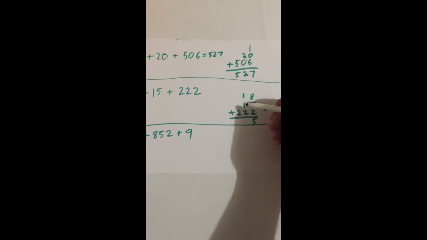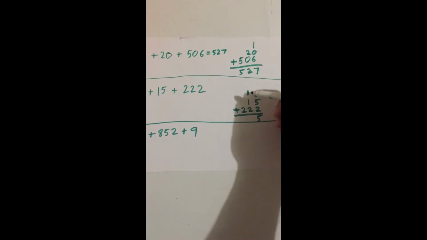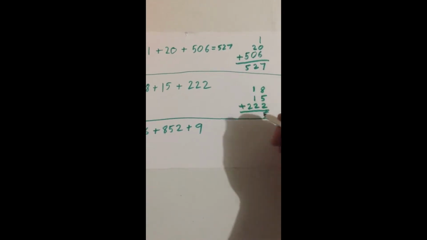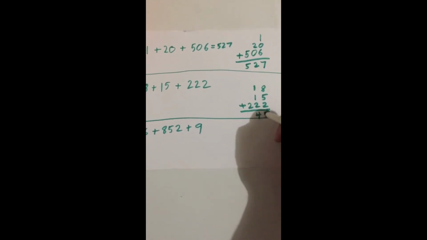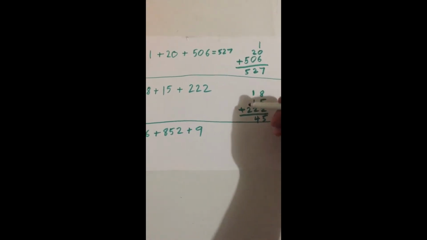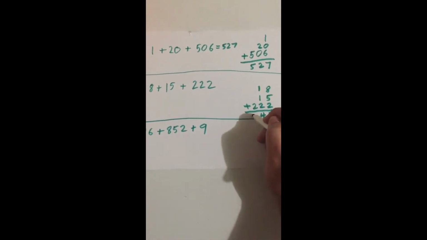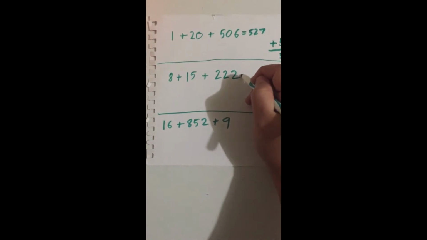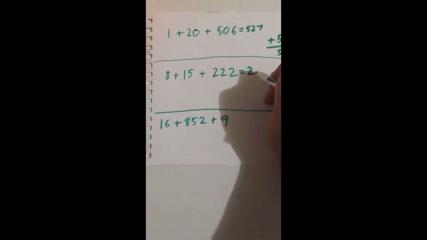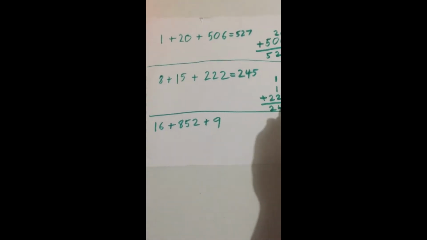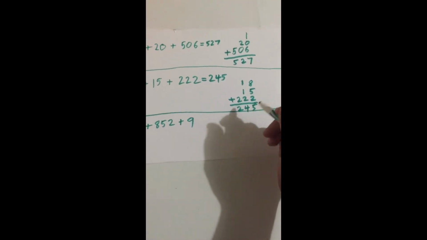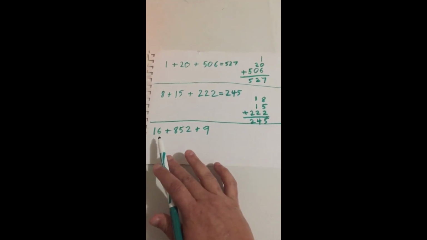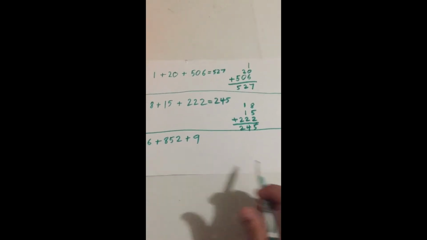So 2 plus 1 is what? 3. 3 plus 1 is 4. So 2 plus 1 plus 1 is 4, right? And then now we have nothing for the 2 to add on, so 2 is just what it is. So our answer here is 245. Because that's what we got down here, right? True story.